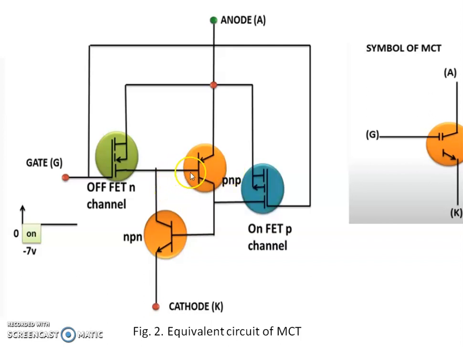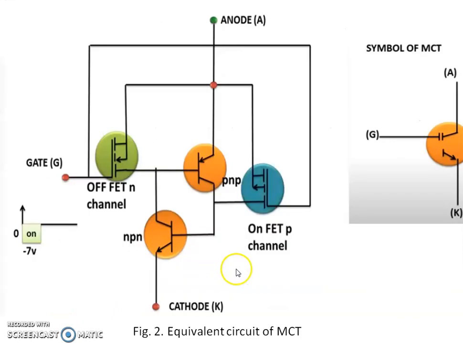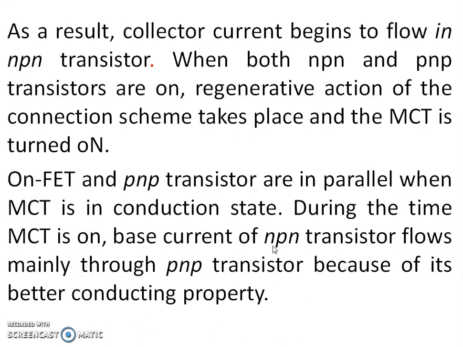So here look at this PNP transistor. Now the PNP transistor is already in parallel with the ON-FET, which is in the conduction state. During the time the MCT is on, the base current of the NPN transistor flows mainly through the PNP transistor because of its better conducting capability. So the regenerative action takes place: this is already on, the collector current flows like that, and this gets turned on, and because of the regenerative action, the MCT is now getting turned on. So this is the turn on process.